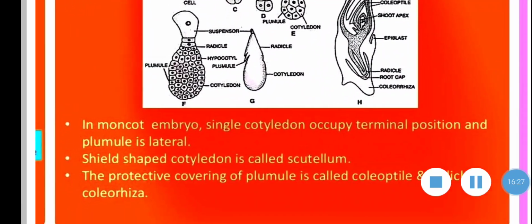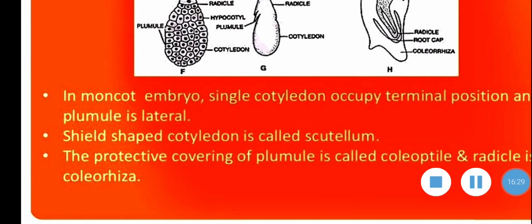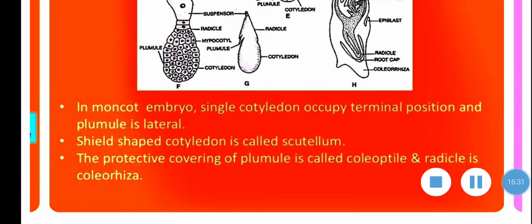In monocot embryo, the single cotyledon occupies a terminal position and the plumule is lateral. The shield-shaped cotyledon is called scutellum. The protective covering of the plumule is coleoptile and of the radicle is coleorhiza.